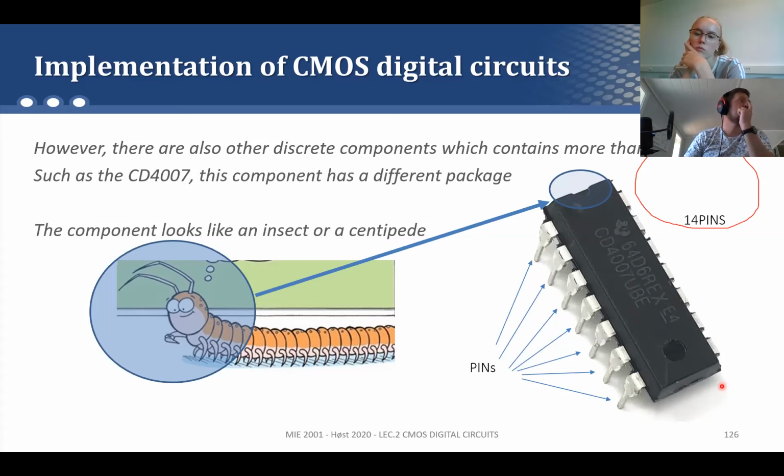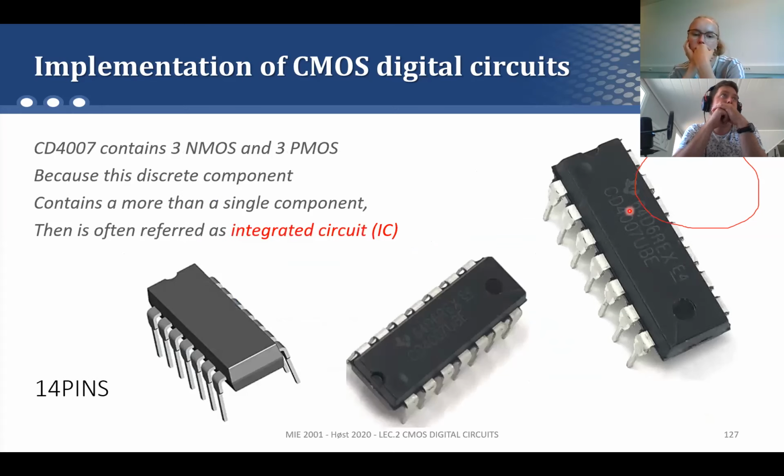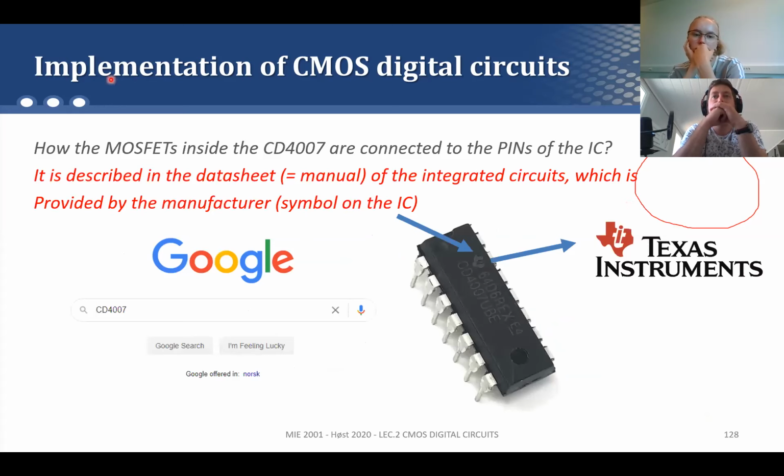This component has 14 pins, 7 on one side and 7 on the other side, which are practically the legs of this insect. You can connect to the MOSFETs inside this component through these pins. Inside of this package, there are 3 PMOS and 3 NMOS, okay? This one is called an integrated circuit because there is more than one electrical component inside. Okay, it's like a circuit.